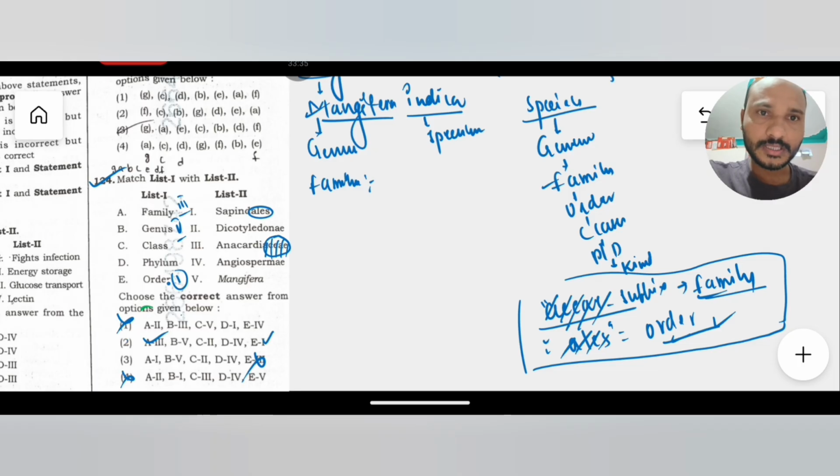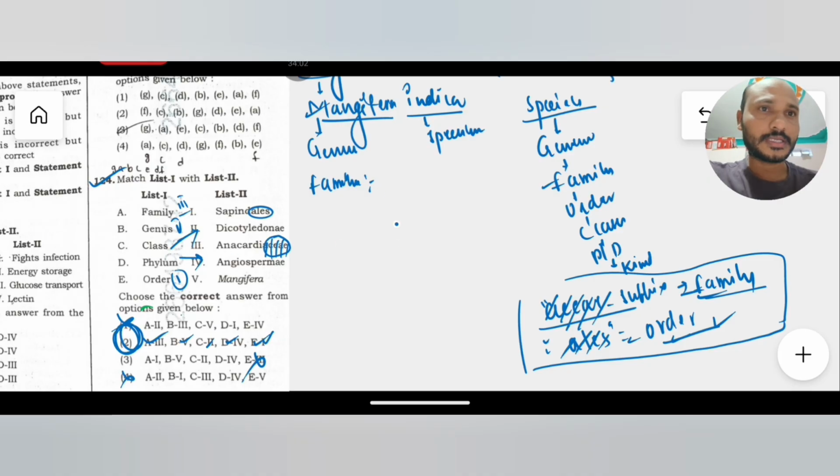So like that. And here A3, here D5, and here C class 2. So class always dicotyledon plants. And D4 here phylum angiosperm plant only, and E1. So right answer is second one. So like that we can use some suffixes in families and orders, so we can make the answer very easy.